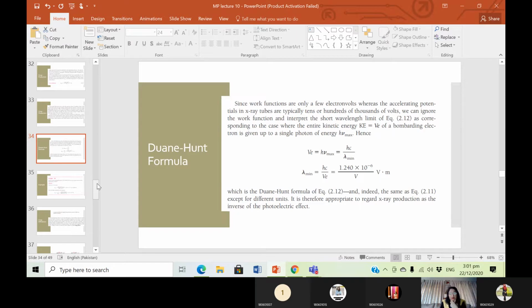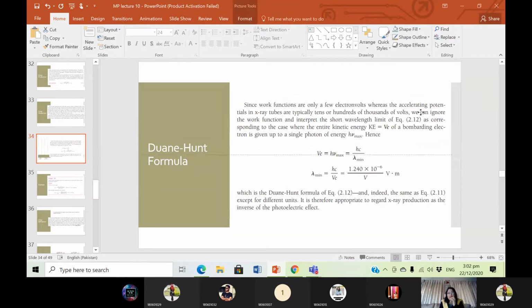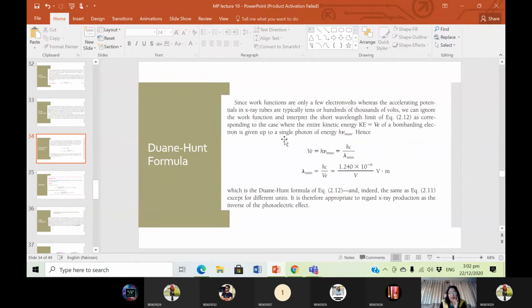Basically, in the photoelectric effect, photons reach the metal, and when the energy of the photon is greater than the work function of the metal, it will emit electrons, with the maximum kinetic energy of the electrons being the energy of the photon minus the work function of the metal. Okay? So in this situation, the work function is only a few electron volts, whereas the accelerating potentials in X-ray tubes are typically tens or hundreds of thousands of volts. So we can ignore the work function of the metal.